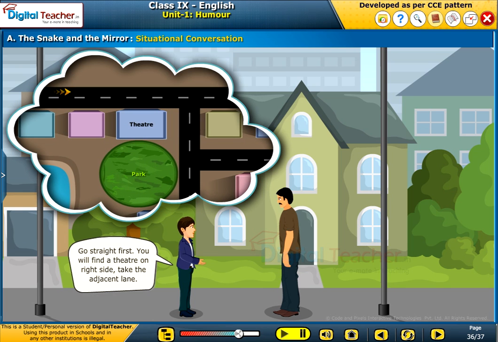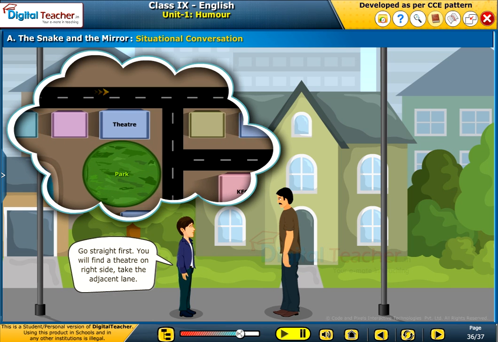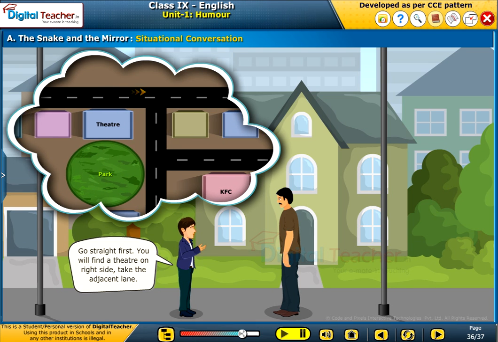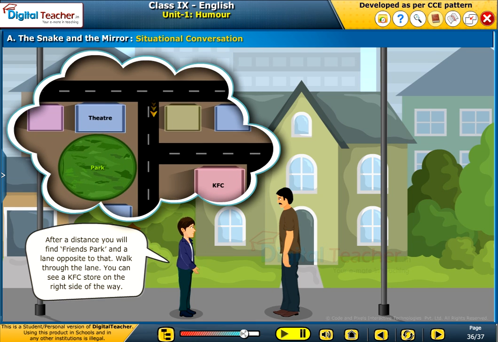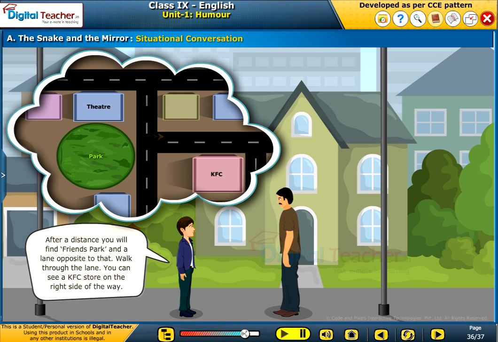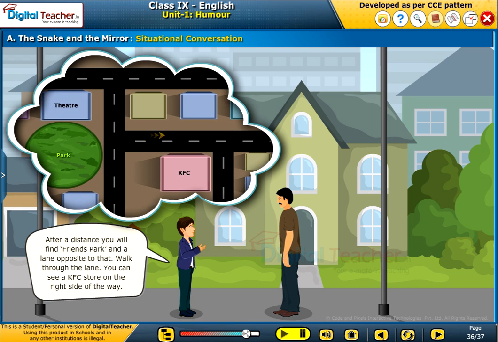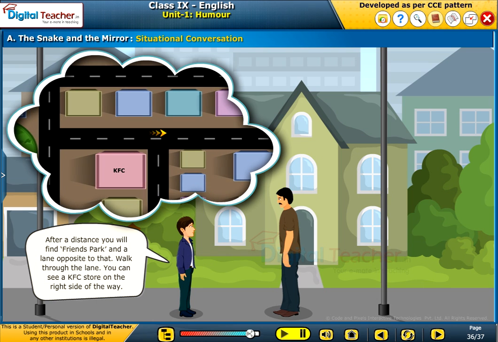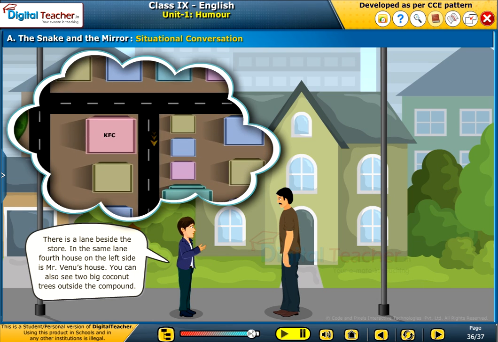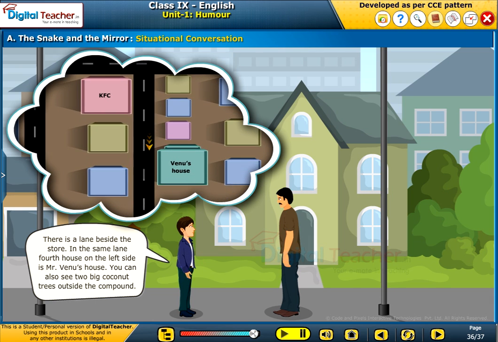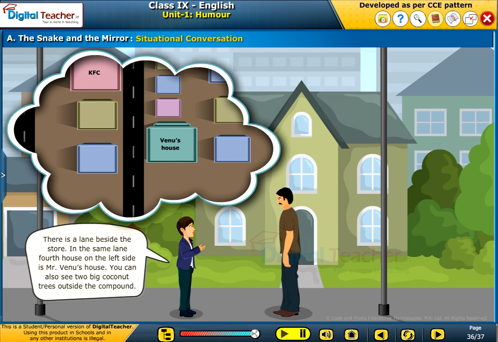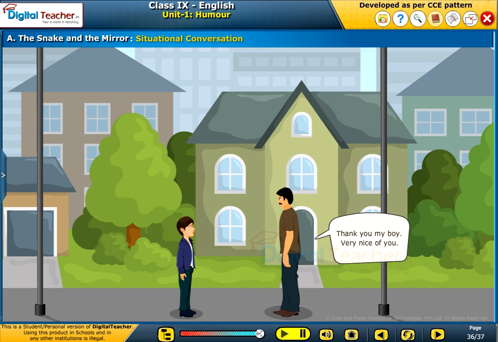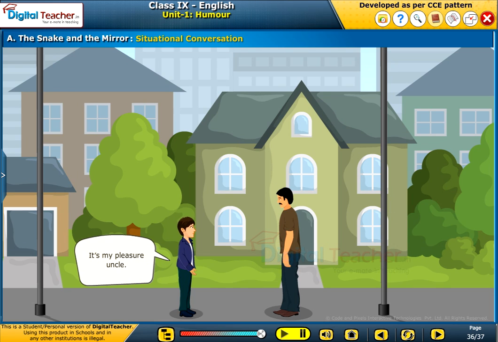Go straight first. You will find a theater on right side. Take the adjacent lane. After a distance, you will find Friends Park and a lane opposite to that. Walk through the lane. You can see a KFC store on the right side of the way. There is a lane beside the store. In the same lane, fourth house on the left side is Mr. Venu's house. You can also see two big coconut trees outside the compound. Thank you, my boy. Very nice of you. It's my pleasure, uncle.